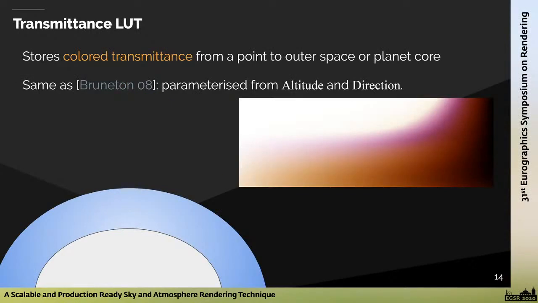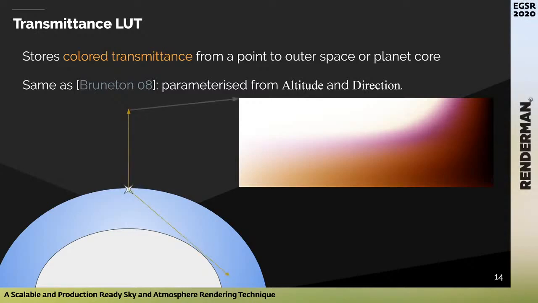So as mentioned previously, we sometimes need to evaluate the light transmitted through the atmosphere to a point. And instead of raymarching, we use the same two-dimensional LUT as proposed by Bruneton before, parameterized from the point altitude and the light direction.